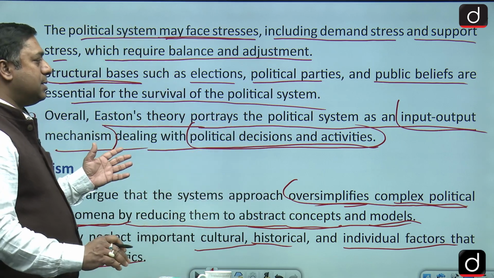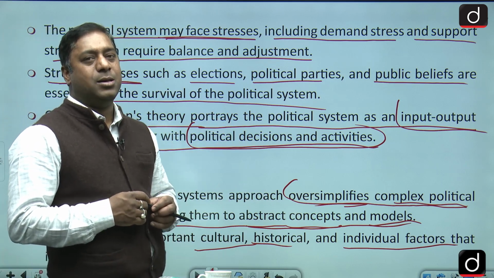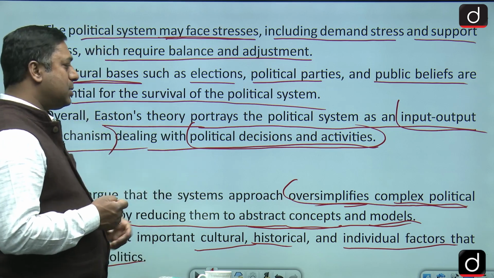And last, he says that the entire political system is an input-output mechanism. It's an input-output mechanism dealing with political decisions and activities.